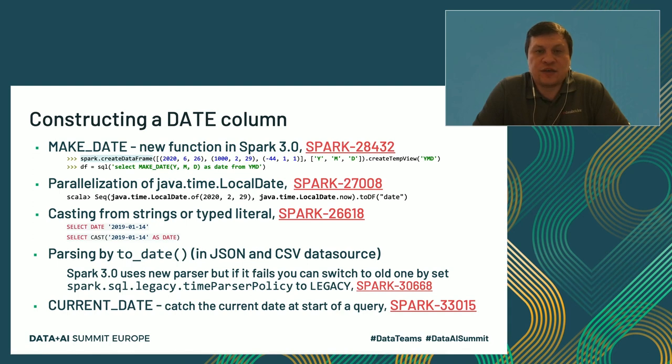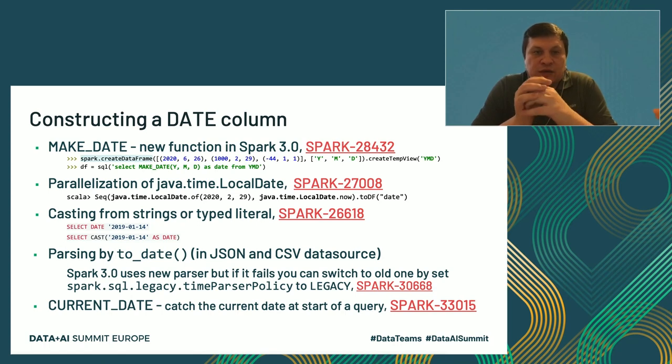This is one of the ways to construct dates. Another one is parallelization of external types. You can create a collection of Scala or Python dates or timestamps and submit it to Spark, which basically creates a dataset from this collection. In Spark 2.4 or earlier versions, Spark can recognize only the Java SQL date and Java SQL timestamp types. But starting from version 3, Spark also recognizes the Java time LocalDate and Java time Instant types. So you can create a collection of these types and parallelize it, and basically create a dataset from this collection.